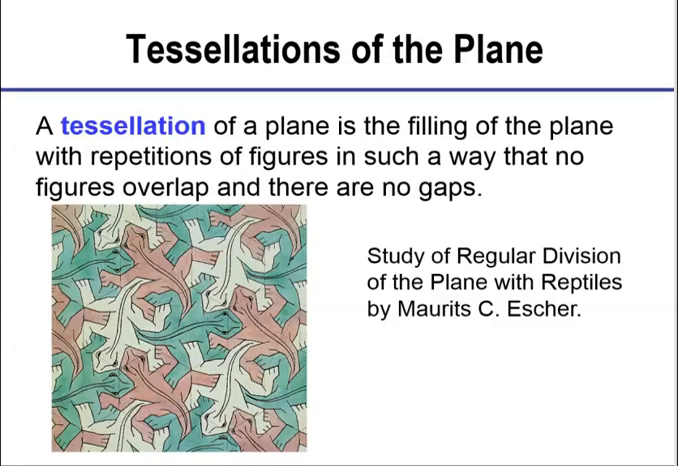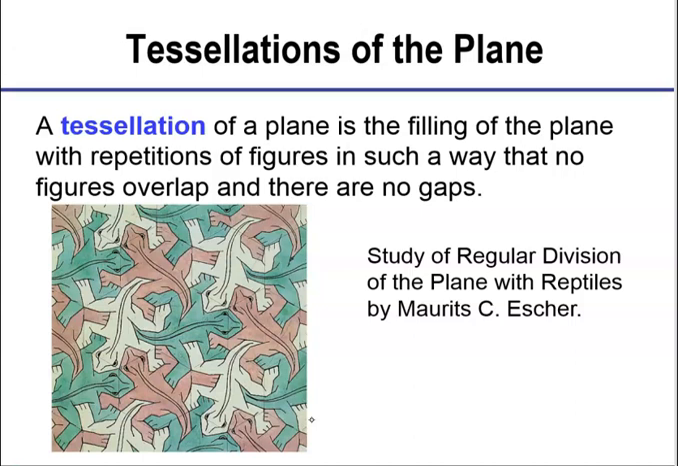Now let's talk about tessellations of the plane. Tessellations of a plane is the filling of the plane with repetitions of figures in such a way that no figures overlap, and there are no gaps. So notice what this is. It's called Study of Regular Division of the Plane with Reptiles, and that's by M.C. Escher, who is a great, fantastic artist that works with tessellations and other mathematical type images.